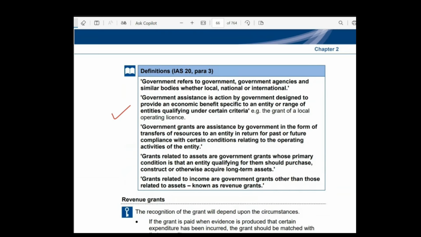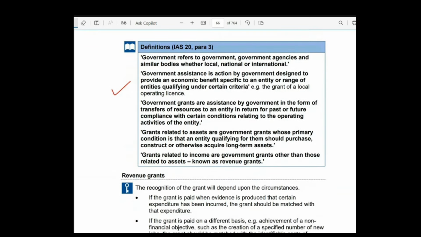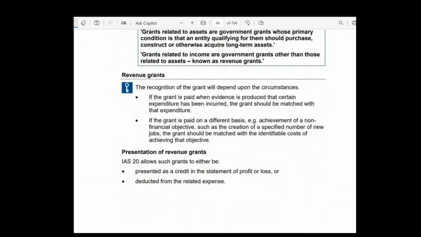Okay, make sense? You have to be clear by reading the requirement of the question in the exam, so be very attentive before answering. Presentation of revenue grants: grants are either presented as a credit in the statement of profit and loss, or deducted from the related expenses. Suppose it is given for the use of a specific asset or equipment. If its value is 100,000 and the grant is 5,000 for 1 year, the asset is netted off, and they consider 95,000 as the asset value in their books of account. This is the meaning of deduction from the related asset itself.